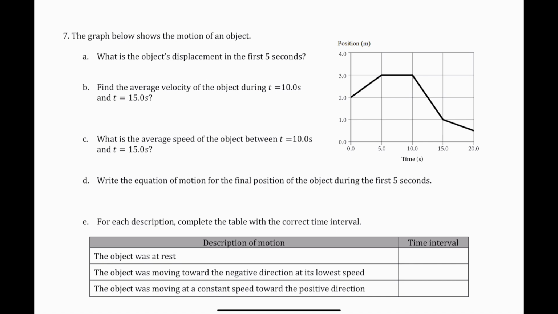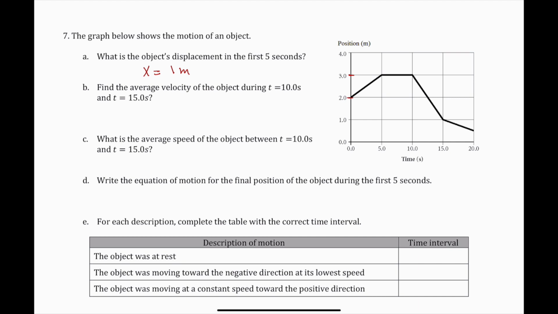The graph below shows the motion of an object. A. What is the object's displacement in the first 5 seconds? To get the displacement for the 5 seconds, it moves from 2 to 3. That means 3 minus 2, so the displacement x will be 1 meter.